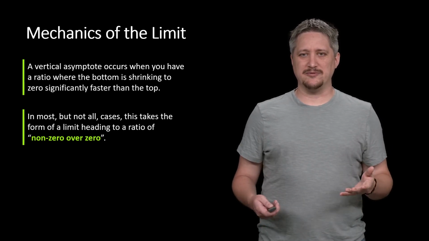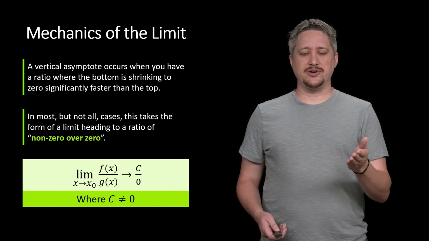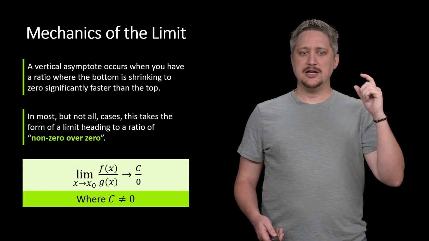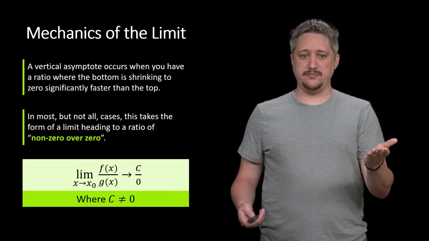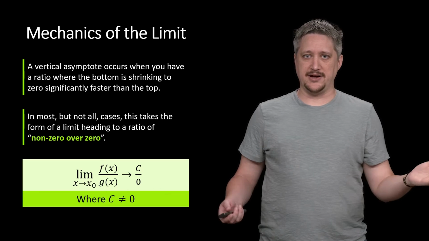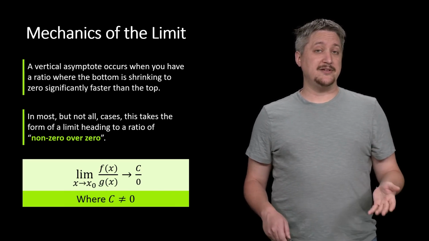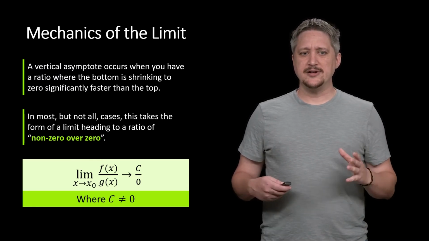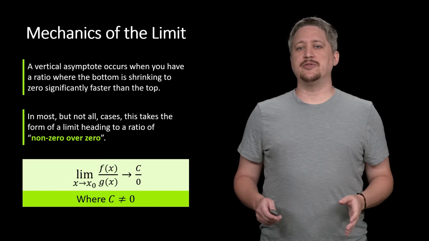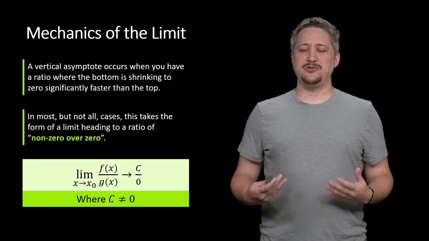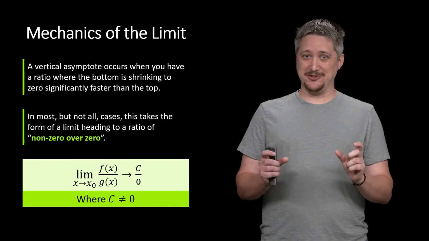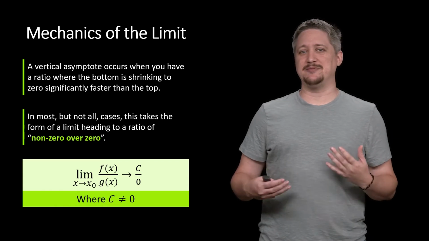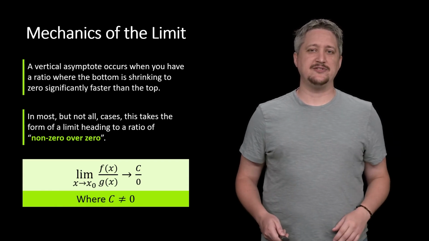So if we write this out in math speak, we have the limit as x goes to some particular value, like x naught, of this ratio: thing on the top, thing on the bottom. The thing on the top is going to some non-zero value, some c, whatever it is, 5, 1, pi, -8, whatever. But the bottom is going to 0. So we get this non-zero over 0 bit. This is almost always the form that you're going to eventually see when you have a vertical asymptote. And those are keywords there: almost always. There are some exceptions we'll talk about. And eventually see, because sometimes this can be hidden, which we will also see soon.